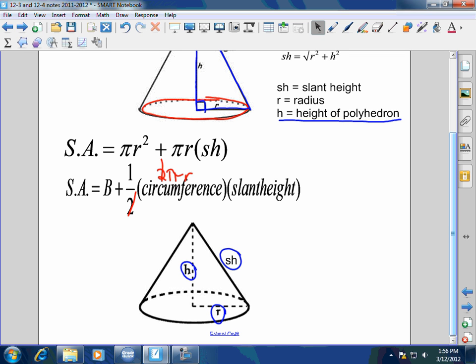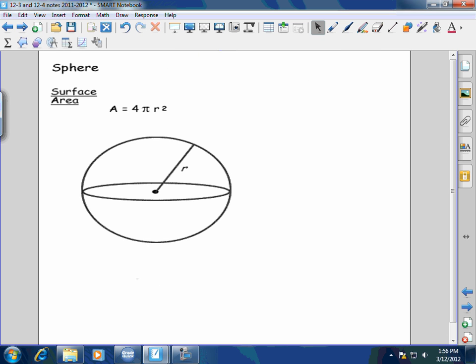Last formula for this section. Sphere. Sphere is the easy one. It's 4 times pi r squared. Now, a lot of times people don't understand why it is 4 times pi r squared. Well, hopefully I can help you out.